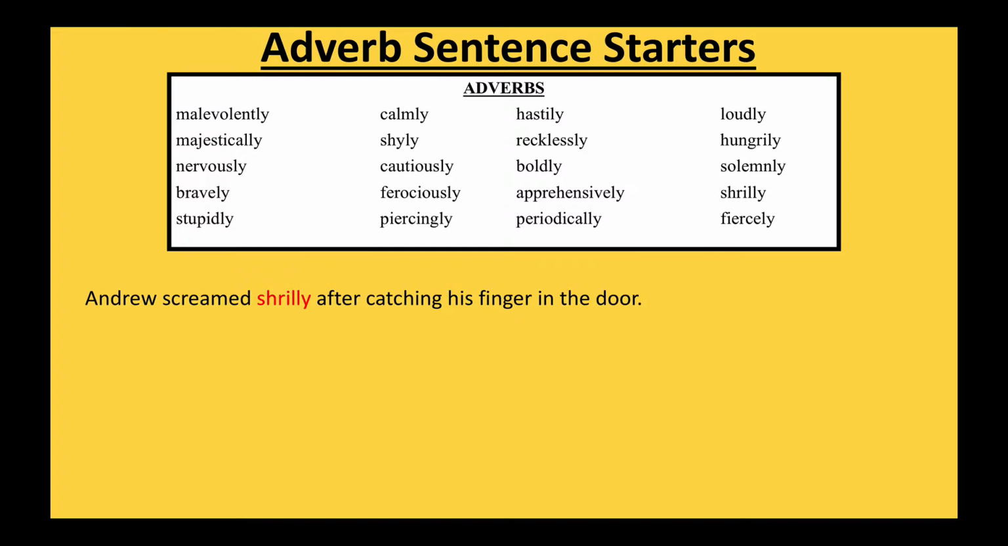Anyway, here we go. Here's a sentence. Andrew screamed shrilly after catching his finger in the door. Now, lots of times we get children just simply putting the sentence without the adverb. Andrew screamed after catching his finger in the door. Now, shrill means a very high-pitched, loud, piercing scream. So it just adds a bit of flavour to that sentence. It livens it up for the reader.